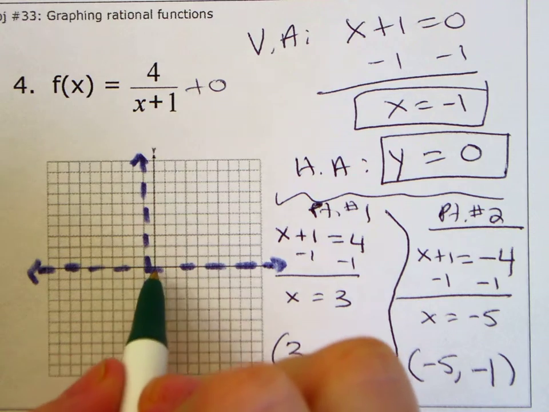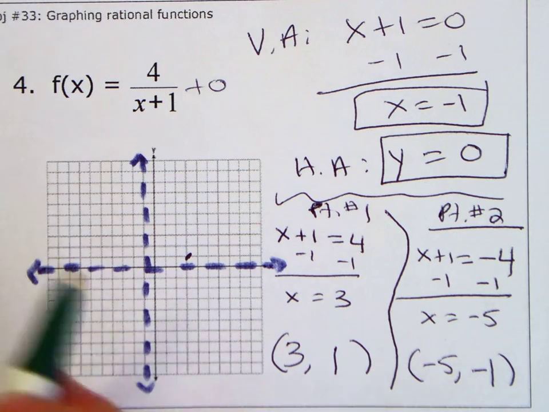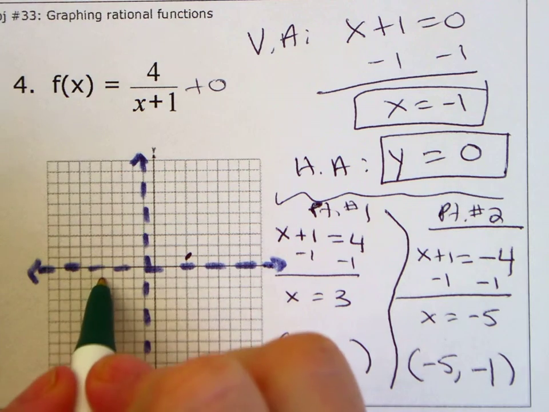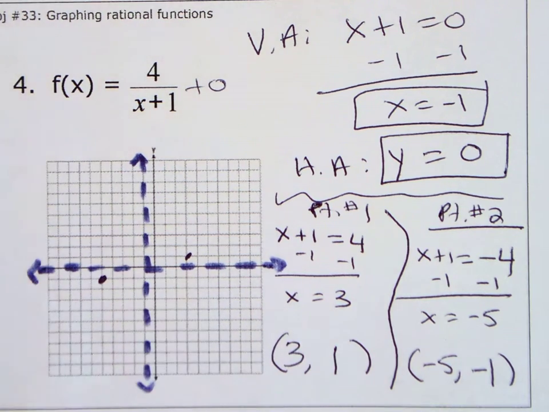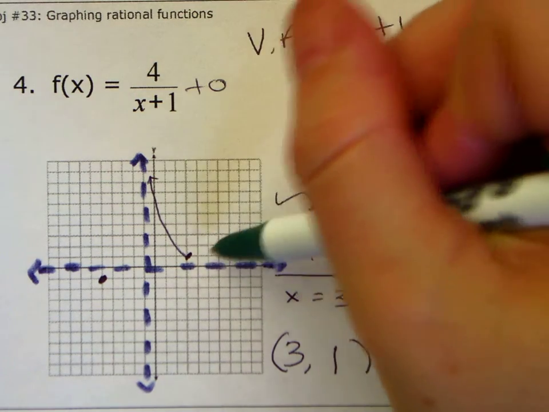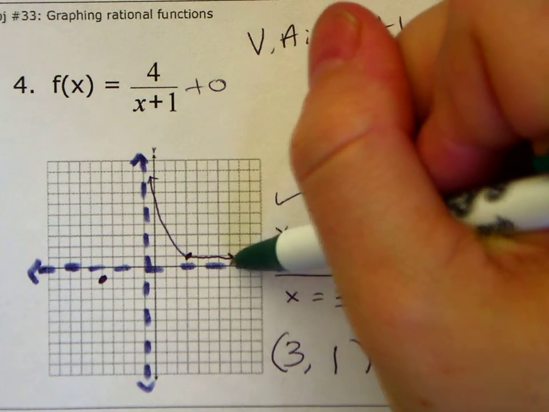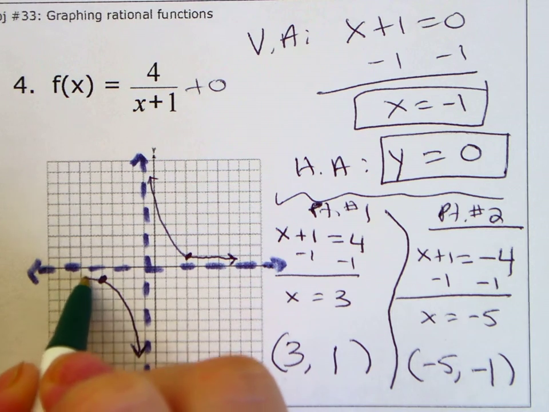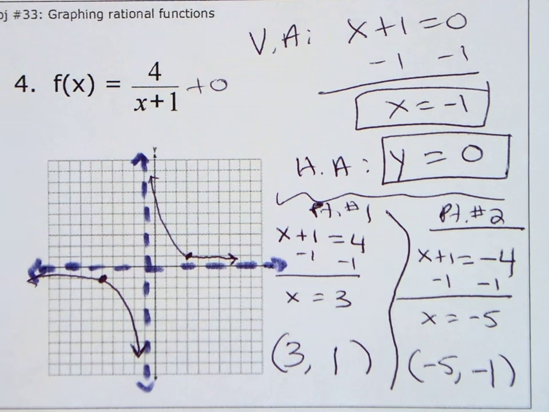Plot the points. 3, 1. Let's see. 2, 4, 5, -1. All right, those are my points, and draw my curve. We get close. Okay, and that's it. We're done.